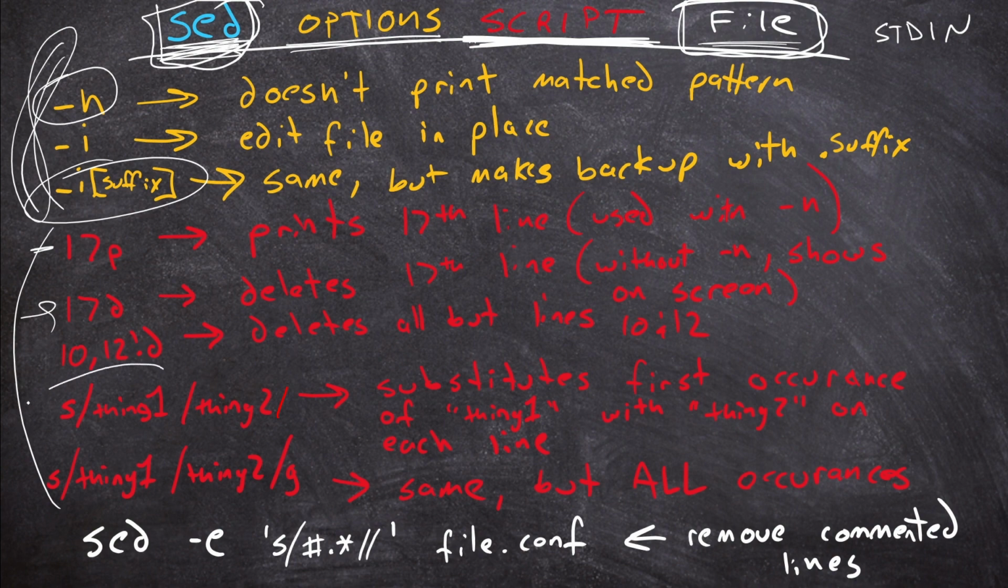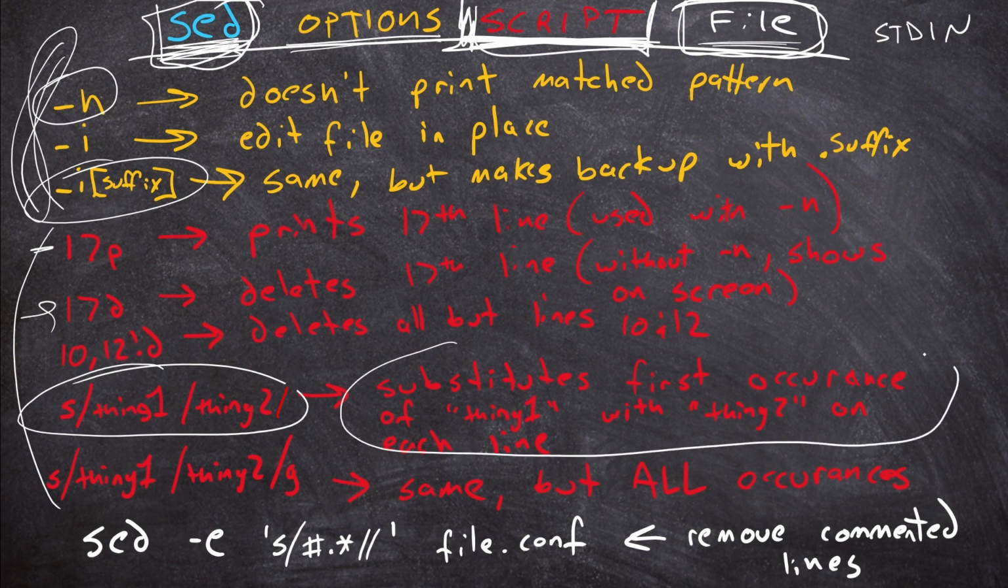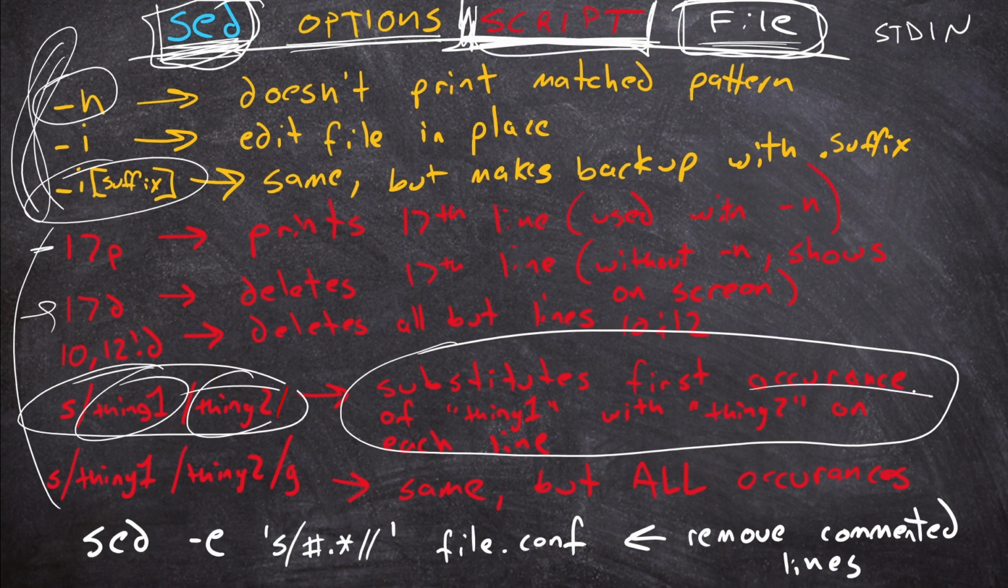Usually, if I'm using SED, I'm doing something like this. I'm substituting, and so in the script part here, after you do the options, you can put your script of like substitute thing 1 for thing 2, and it'll basically go in and substitute the first occurrence on every line that it finds thing 1, it will substitute that with thing 2. If you want to do not just the first occurrence on every line, but every single one, then you add a g for global at the end. We're going to demonstrate this in a second, so don't get too stressed out.